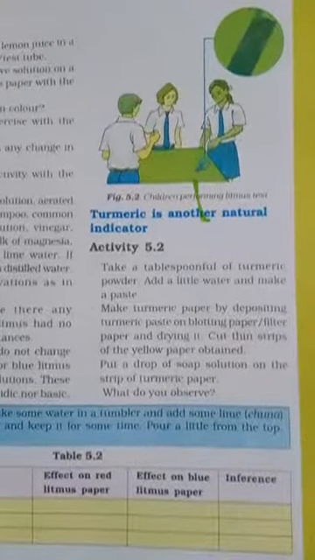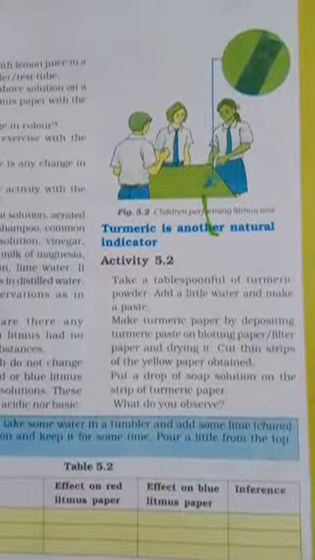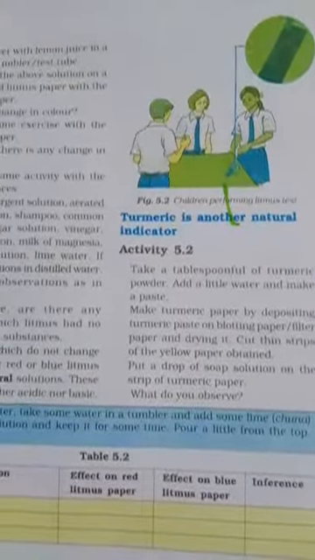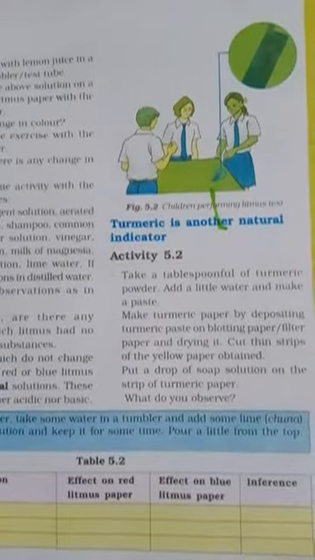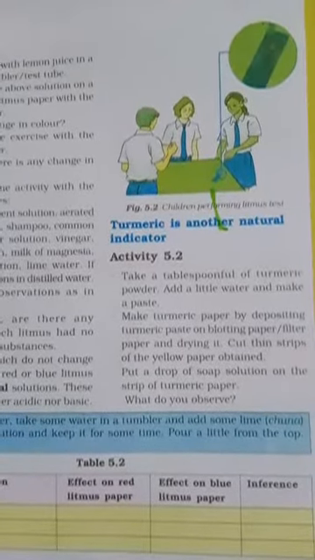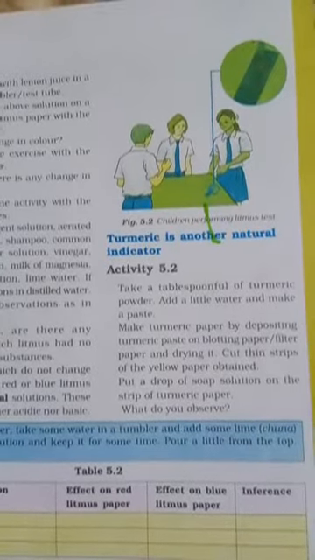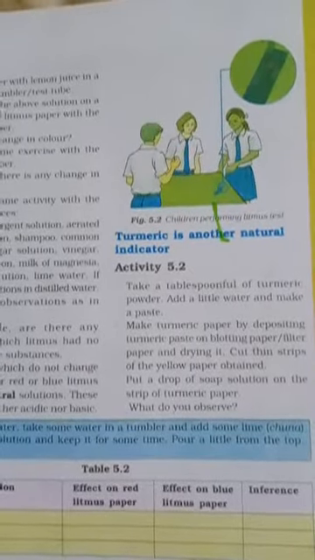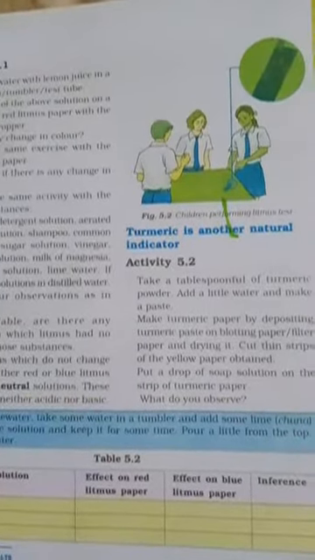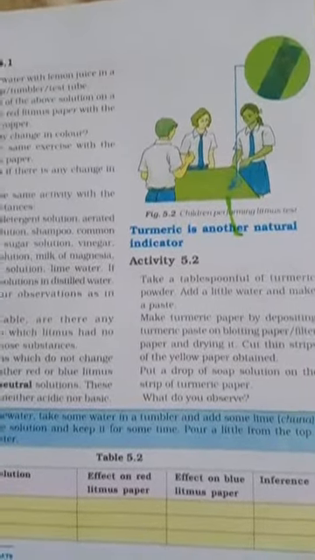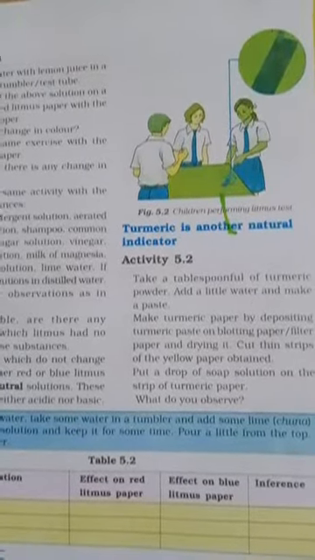Very good morning, children. In the previous class, we discussed the natural types of indicators. In that, I explained the litmus paper, in which form it is available and how it tells us whether the given substances are acidic or basic. So in today's class, let us understand how the remaining two natural indicators, turmeric and china rose, can be used to test whether the given substance is acidic or basic.